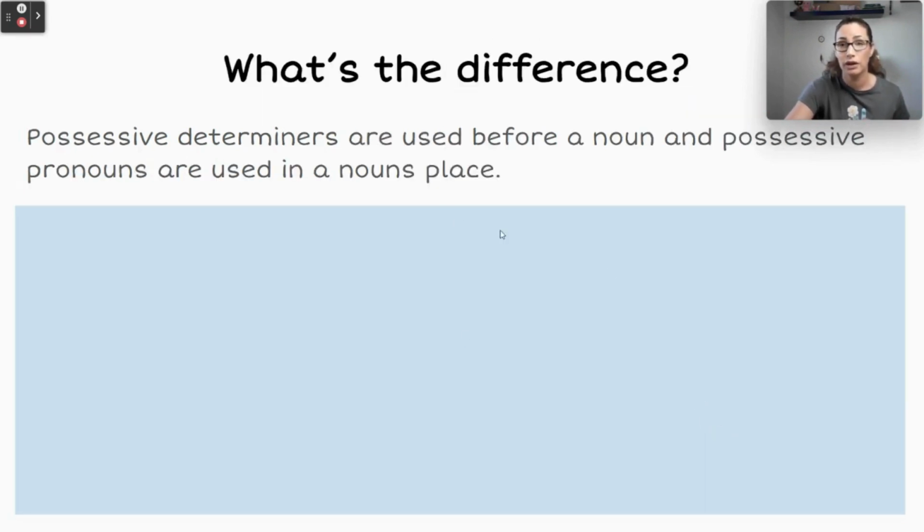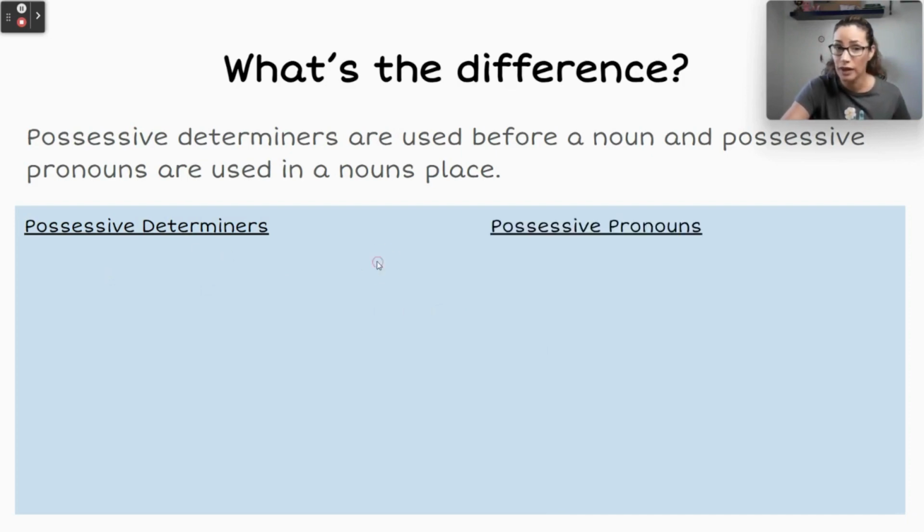Now, we've talked about the possessive pronouns, and we've taken a look at the possessive determiners. And there is a difference. When you're learning to speak English, this can sometimes be confusing, but with a little bit of practice, you should be okay. So we're going to be looking at these again side by side in examples. Examples are probably one of the best ways to see the difference.